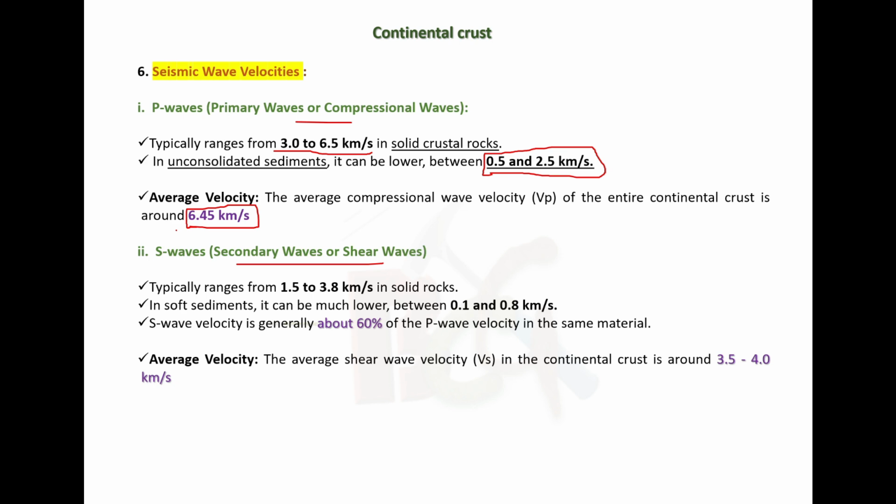And S waves. They're slower, you said. Yep, S-waves are slower. They physically shake the rock side to side, and they can't travel through liquids at all, which is important deeper in the earth. In solid crustal rocks, S-wave speeds, Vs, range from about 1.5 to 3.8 kilometers per second. Slower, but still pretty quick. Quick. And again, they slow down a lot in soft sediments, maybe 0.1 to 0.8 kilometers per second. As a rough rule of thumb, S-wave velocity is often around 60% of the P-wave velocity in the same rock. 60%, okay. And the average S-wave speed? The average Vs in the continental crust is generally thought to be somewhere around 3.5 to 4.0 kilometers per second.